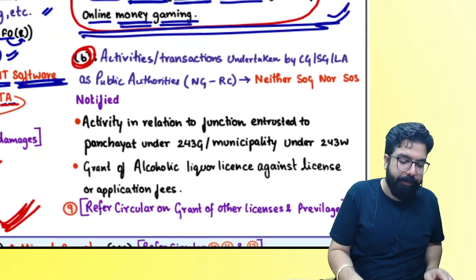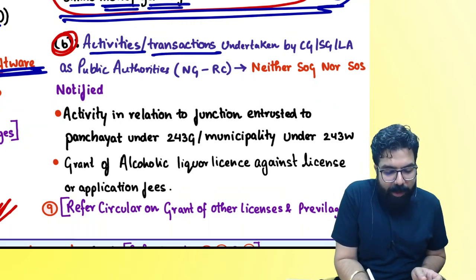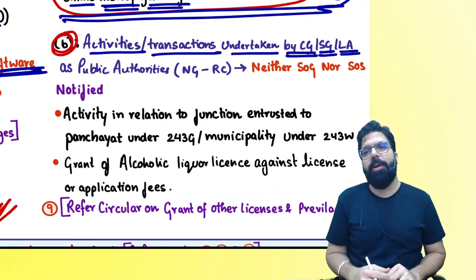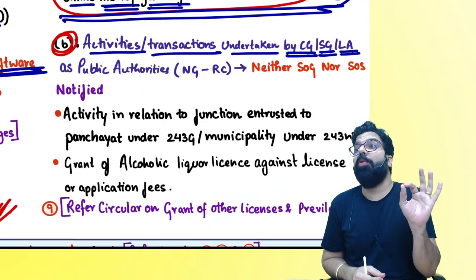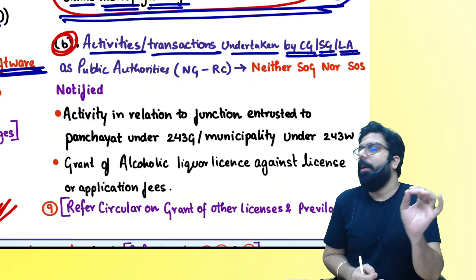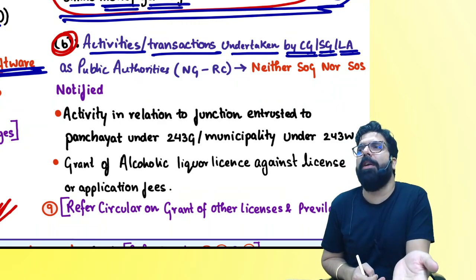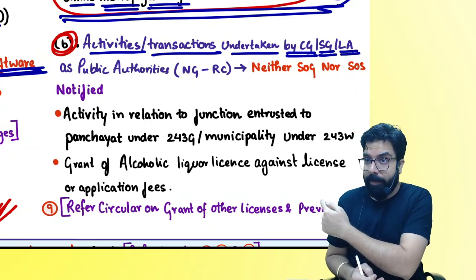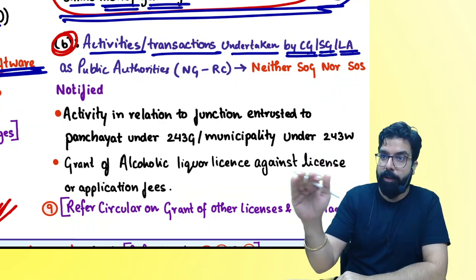Now, everyone over here. Activities or transactions undertaken by whom? Central government, state government, or local authority. People, central government, you know, everyone. State government means what? That particular state's government. What do you mean by local authority? The panchayat, the municipality, the Jila Parishad, all these are known as local authority. Clear? You understood?